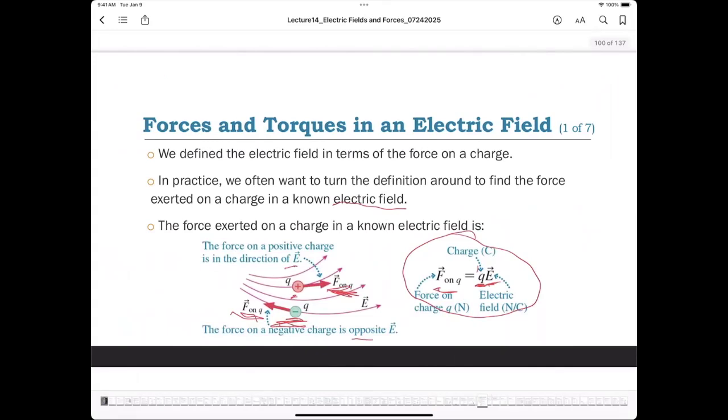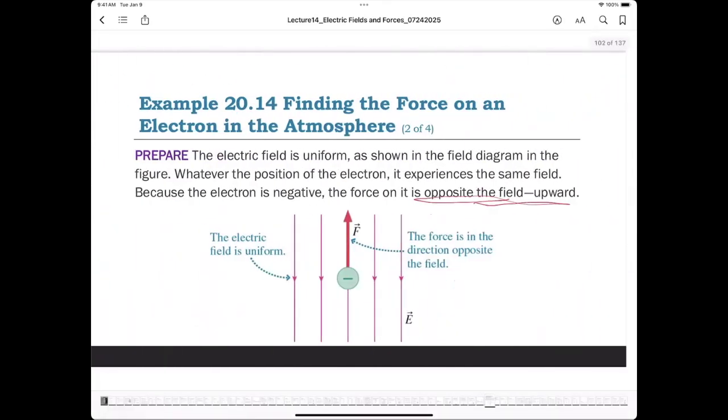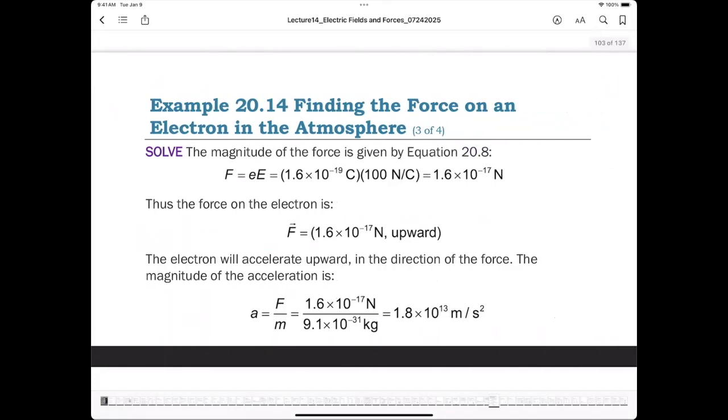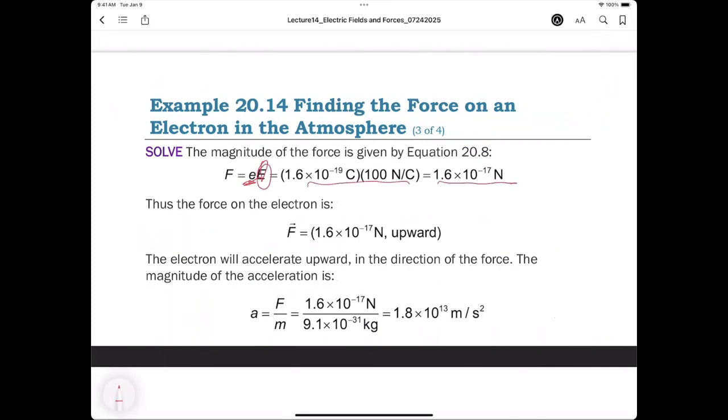So let's use this equation to calculate the force. F equals Q times E. Because it is an electron, the charge will be e, and this is the electric field. So this is the force we calculated. Thus, the force on this electron is this value and upward. The electron will accelerate upward in the direction of the force.